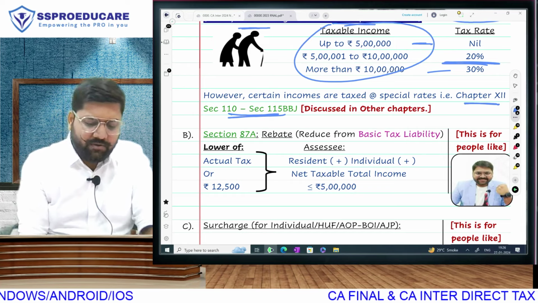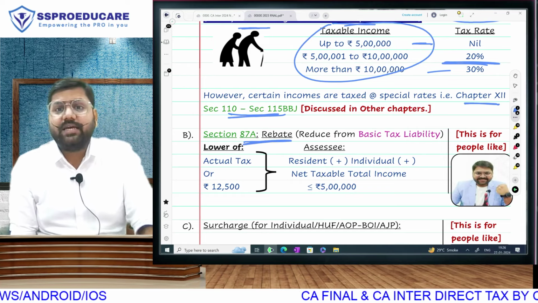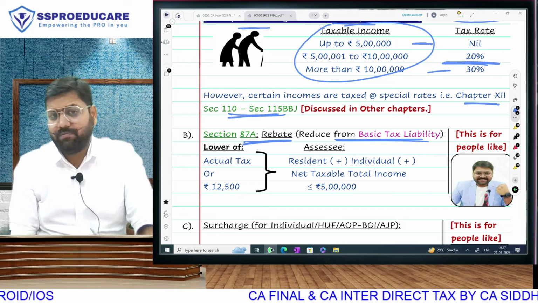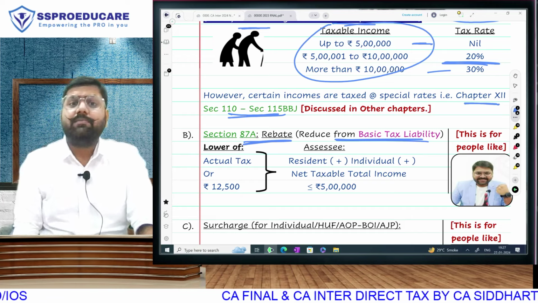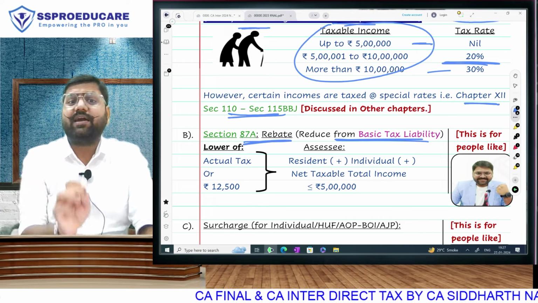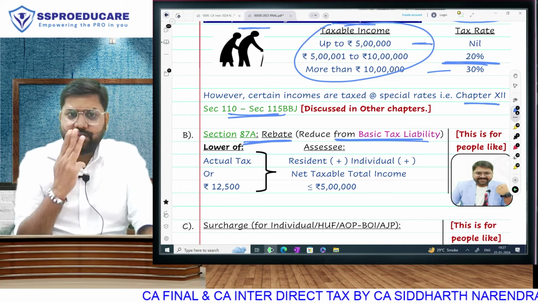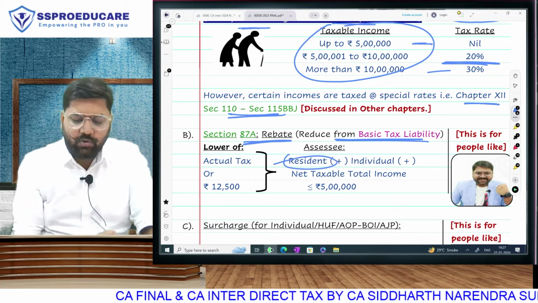Change number 1, we are going to give you a rebate under section 87A. The rebate will be reduced from your tax liability. So mind you, don't make the mistake. Don't subtract the rebate from your income. It is not an exemption or deduction. They get subtracted from income. Rebate will be subtracted from your tax liability if you fulfill the following 3 conditions. Condition 1, you have to be resident.